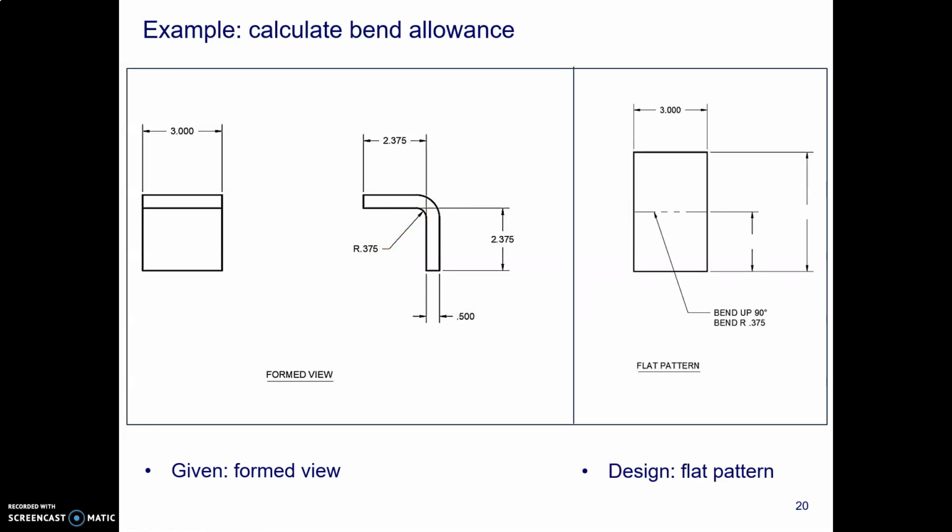Let's figure out the flat pattern. And here's what we're going to come up with. Before the thing is formed, it looks like this. And notice again, I've indicated with a leader line. Here's the bend line, bend up 90 degrees, and here's the bend radius.